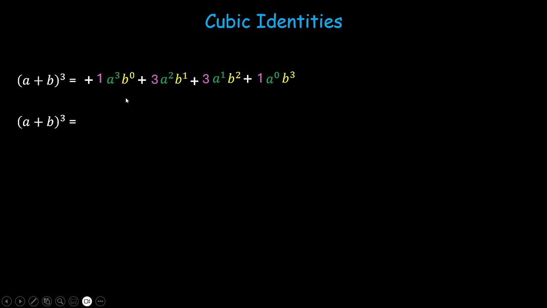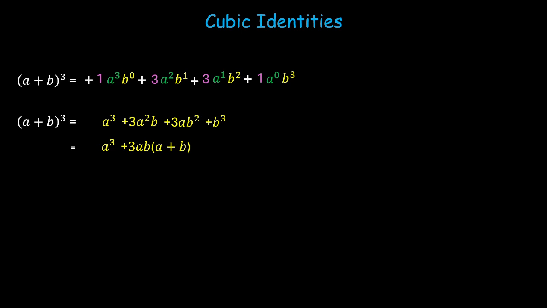So this first term, we know that b raised to power 0 is 1. So the first term is nothing but a cube. And the second term is plus 3a square b. Third term is 3ab square. And the last term is b cube. We got the identity. But in this identity, we can also just take 3ab common from the second and third term. And then we can write it as a cube plus b cube plus 3ab. Inside the bracket, we have (a + b). So that is also another way to expand this identity.